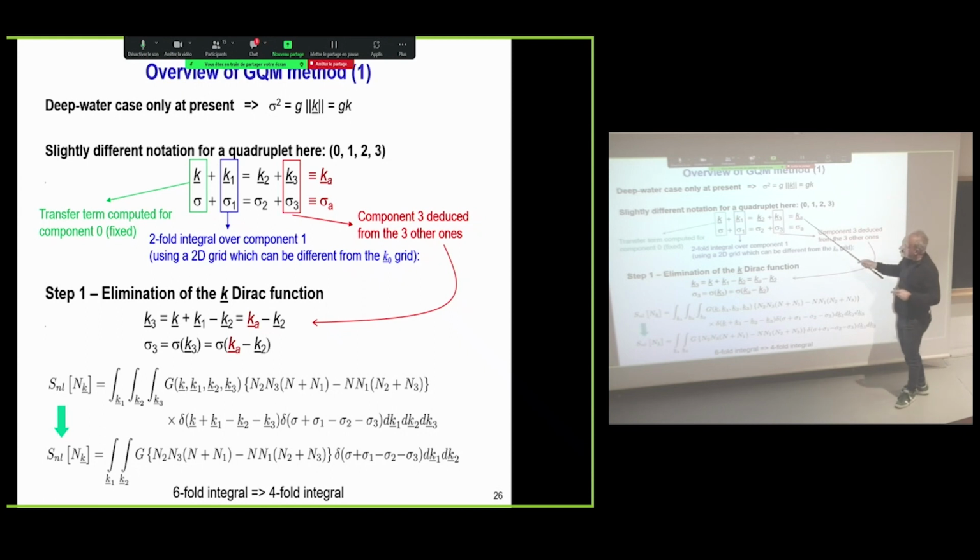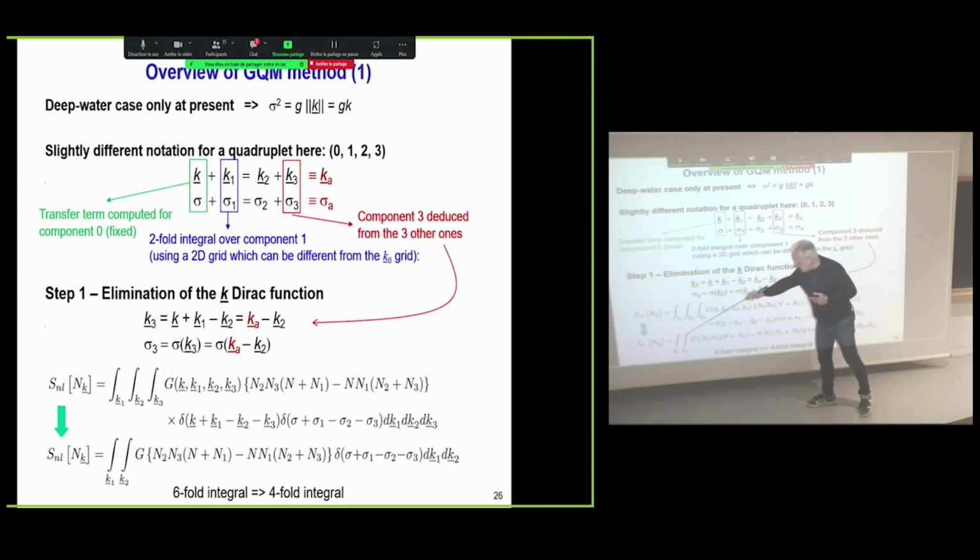I denote Ka the sum of K plus K1 in terms of vectors, and sigma A the sum of sigma plus sigma 1. So as before, we obtain the last wave number from the three other ones. And removing the Dirac delta function on K, we obtain a fourfold integral on K1 and K2, so this one and this one.